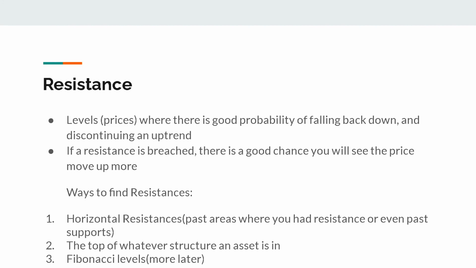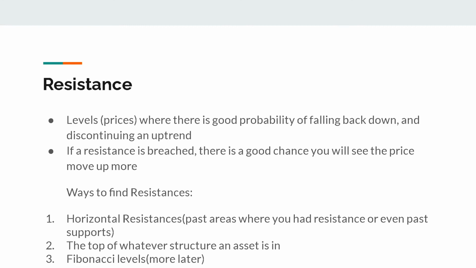Now, resistance is a level where there's a good probability of falling back down after hitting that target and discontinuing an uptrend. However, if a resistance is breached, which is called a breakout, there's a good chance you will see the price move up more. We're going to be talking more about breakouts later. You can't just simply break that resistance and immediately expect to see the price rally up, although sometimes it does. But I'm just going to give you some more information on that later in the course.